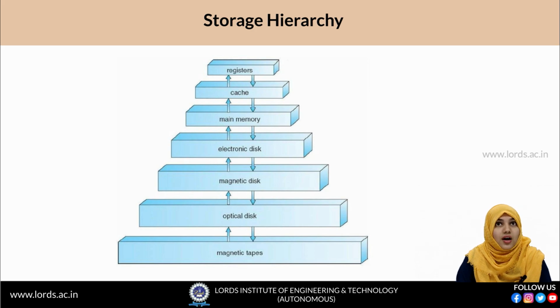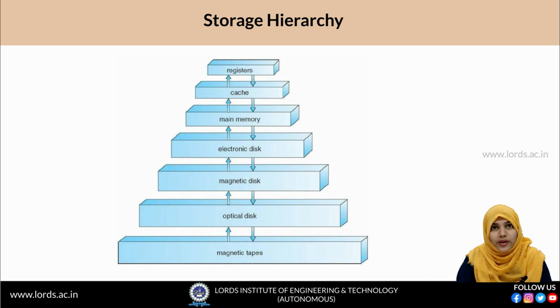The top three are registers, cache, and main memory. These are volatile memories, because whenever the system shuts down, these memories are refreshed and no data is stored in them. Whereas electronic disk, magnetic disk, optical disk, and magnetic tapes are non-volatile memory. As I said, magnetic disks have a large amount of memory, whereas registers have less memory, and magnetic disks are cheaper with more memory.